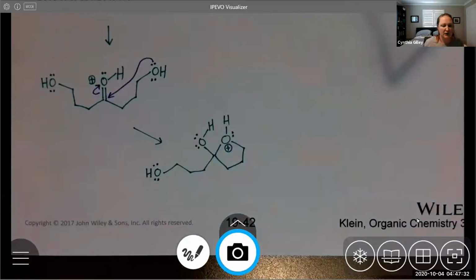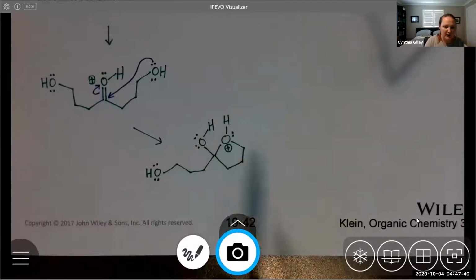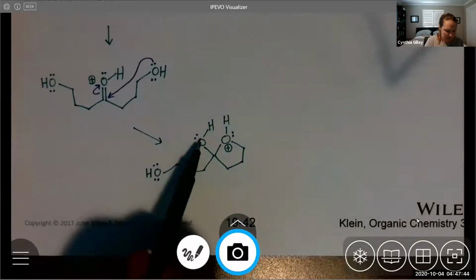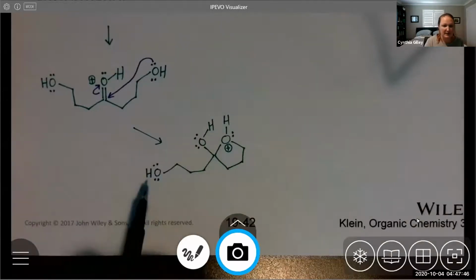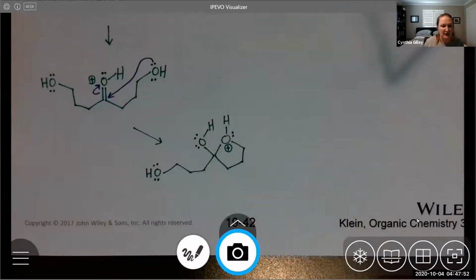Okay, so now I've drawn the product of the nucleophilic attack. Right? Notice that I have a positive charge here. I need to get rid of that before I can move on and protonate something else. Right? If I want to protonate one of these other oxygens to make a good leaving group, I need to do that after I deprotonate here to avoid forming an intermediate with more than one positive charge.